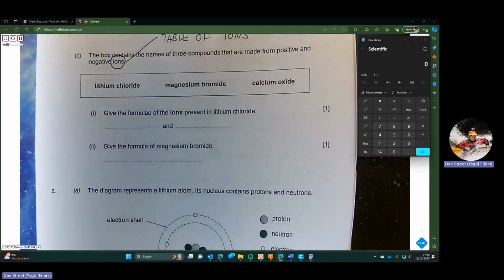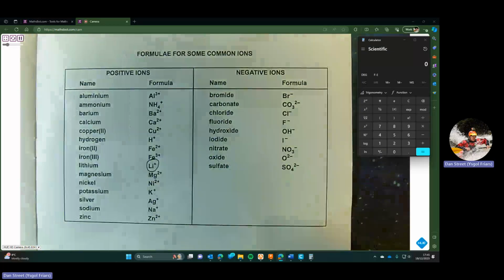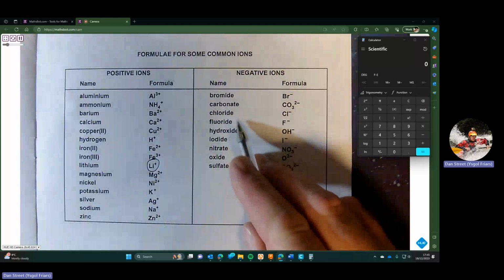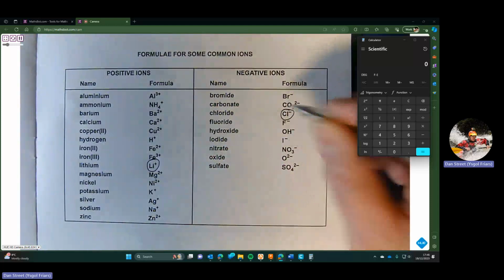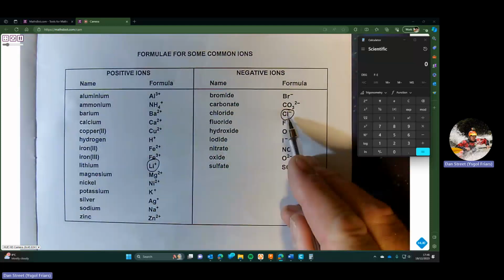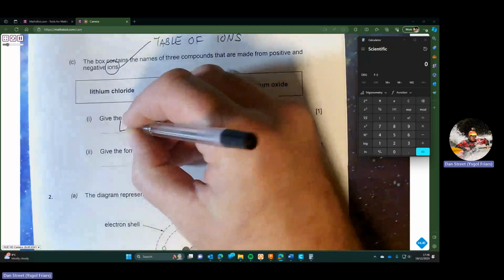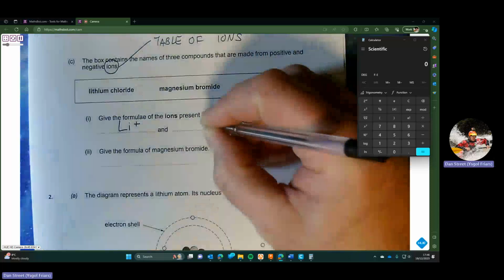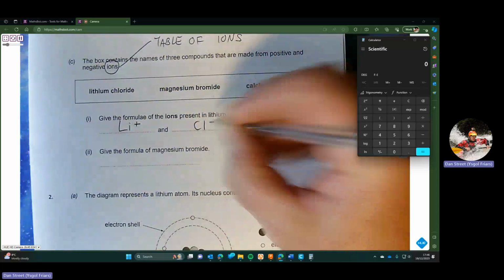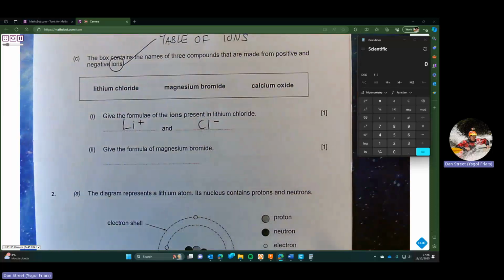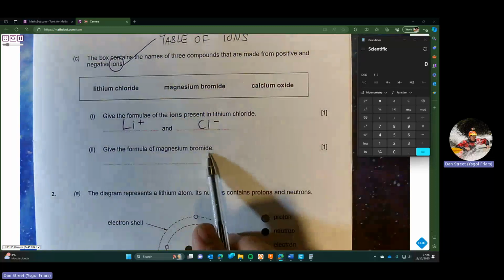And the other one that we need to find is chloride, and chloride is here. So all we need to do is copy carefully what we've been given as the symbols. So that would be Li+ and Cl-.